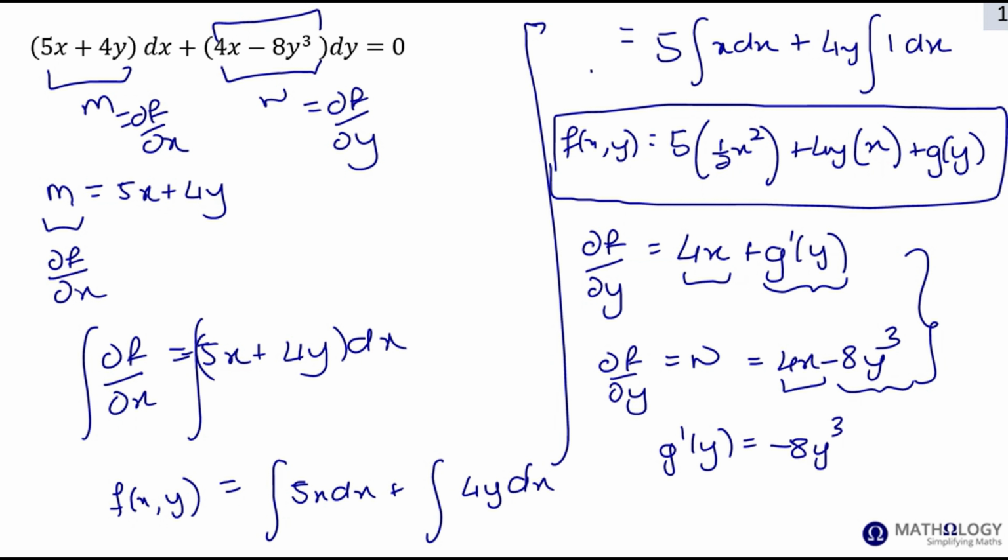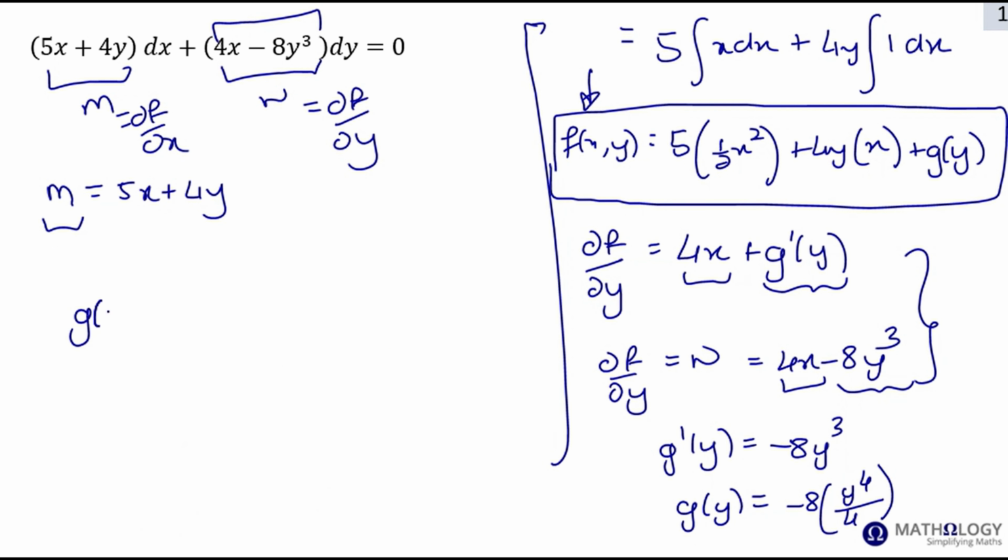Now, because this is our expression for the function f, we have an unknown quantity in g of y. We want to know what that g of y is. So we're going to take this expression for g prime of y and integrate it with respect to y. Integrating gives us minus 8, and integrating y cubed gives us y to the 3 plus 1, so y to the 4, and we divide by that exponent, which is 4. So g of y equals minus 8 times y to the 4 over 4, which is minus 2y to the 4.